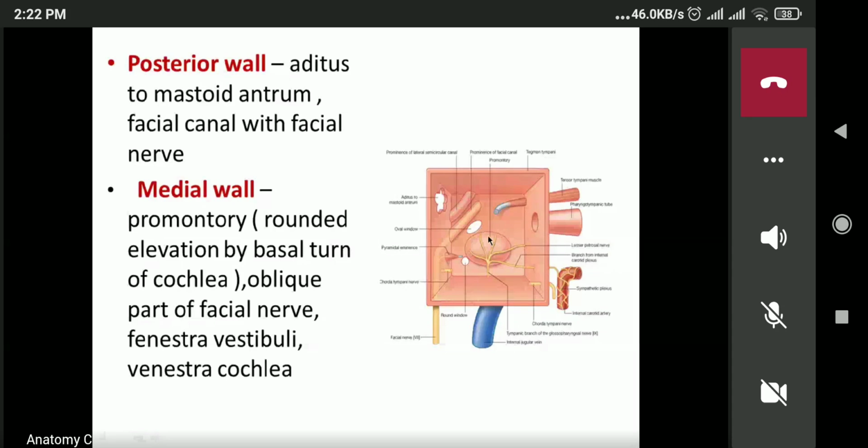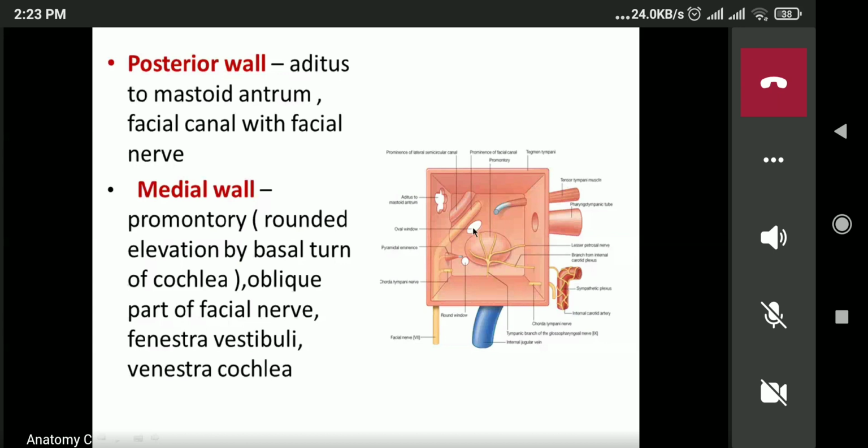The promontory is a rounded elevation formed by the basal turn of the cochlea. The cochlea is a part of the internal ear. Now within the medial wall, you'll also find the oblique part of the facial nerve. Here is the facial canal, and this is the oblique part of the facial nerve.